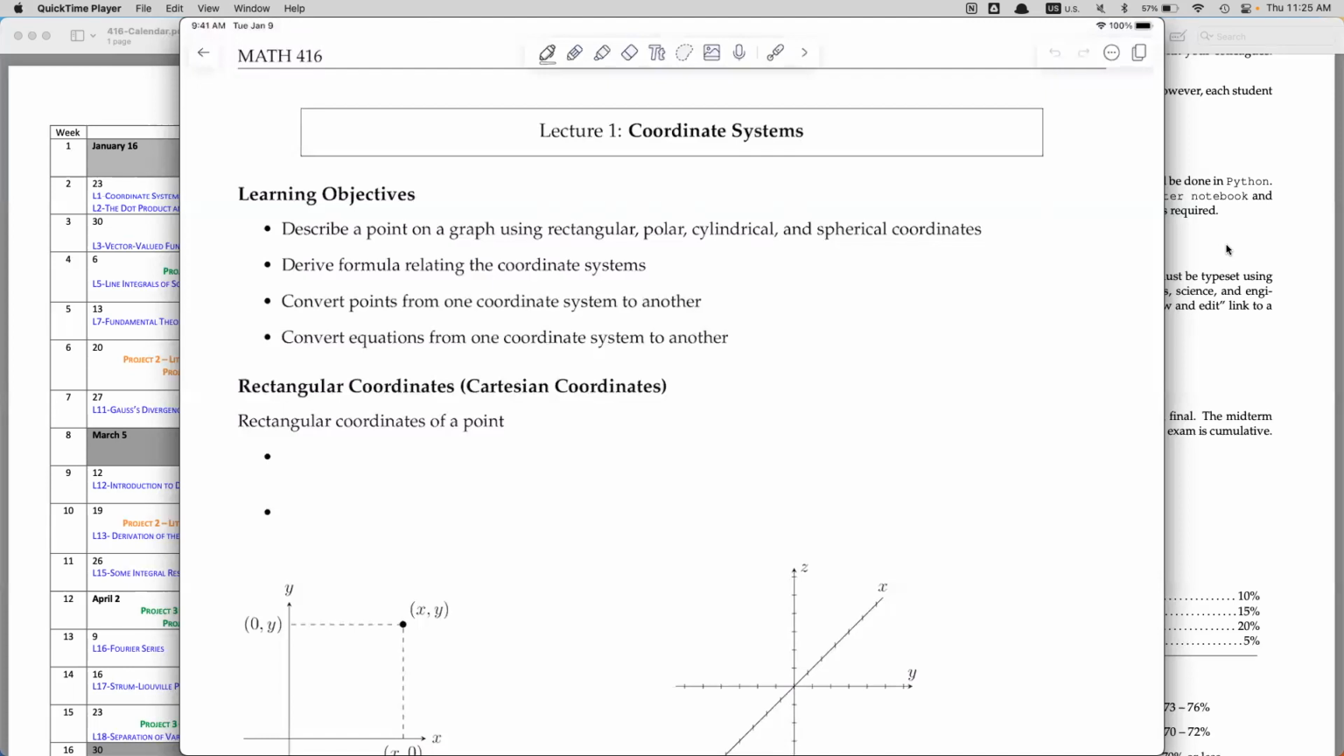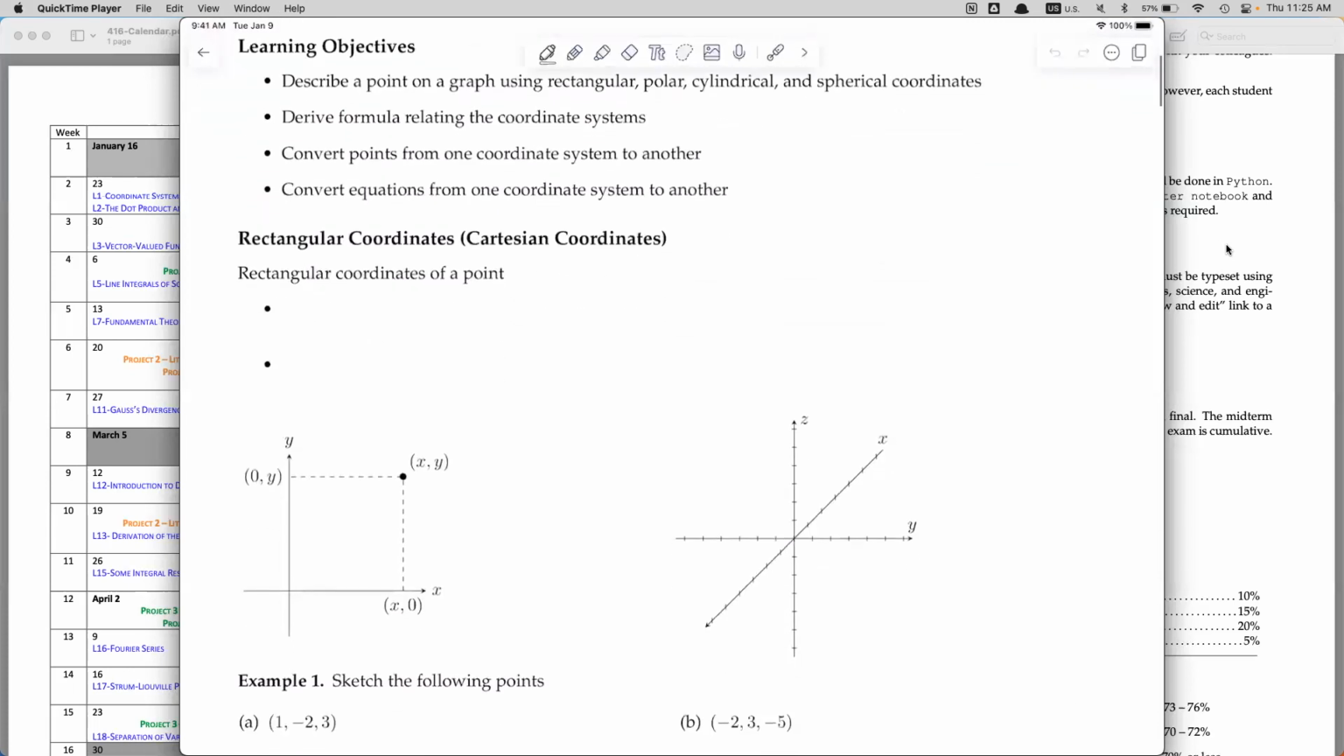So let's start with something nice and easy. Again, for the first couple of weeks, we're just going to go over the materials that we see in multivariable calculus. All right, so let's talk about the rectangular coordinate system. There's another name for that. It's called Cartesian coordinates. So we look at 2 dimensions and 3-dimensional cases only.